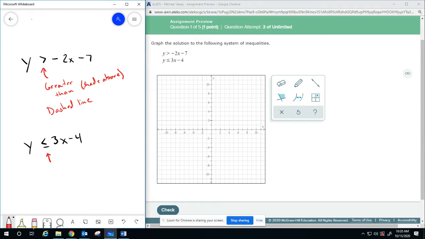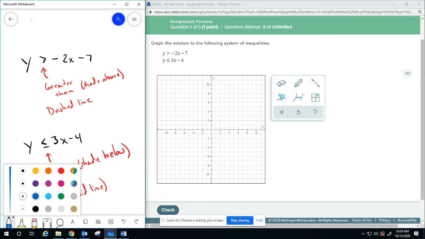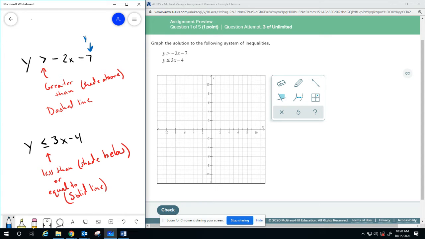This one down here is a less than or equal to. Because it has an equal to, it is a solid line. And because it's less than, we are going to shade below it. Okay? Now let's see how this all works out. Let's start with the first inequality. And so the first inequality, all right, the y-intercept is -7.